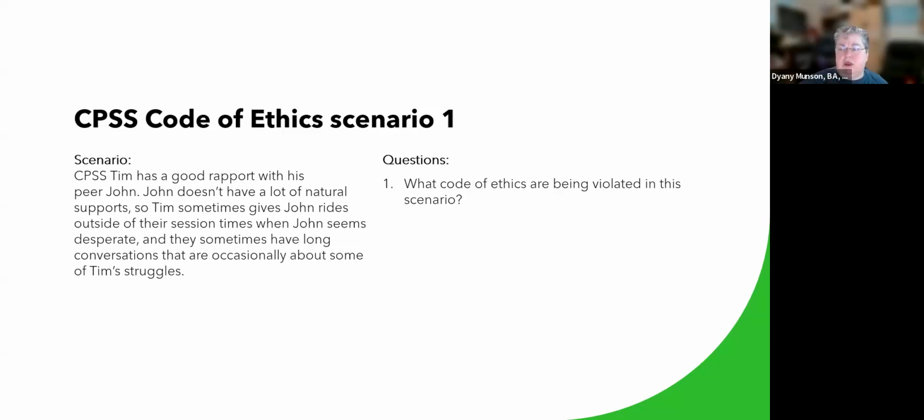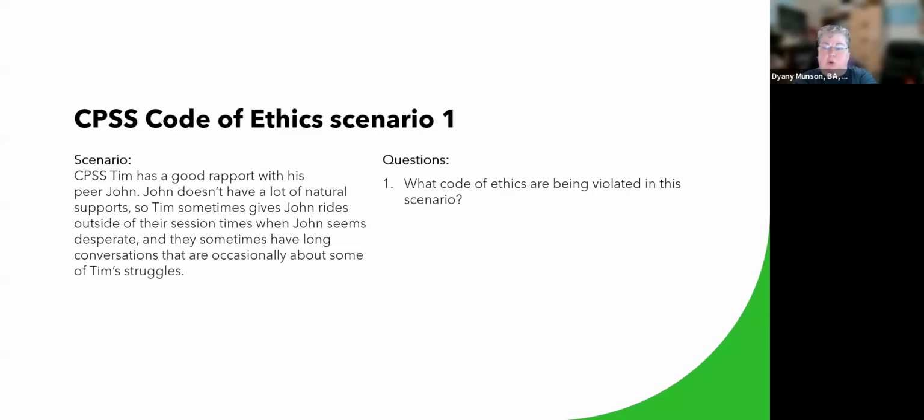And I'm just going to say it's the obvious ones. We're not necessarily looking for what could be happening. I want to just get the obvious ones. Giving rides. Okay, which code of ethics is being violated by giving rides? Dual relationship. Yep, number 10, dual relationship.